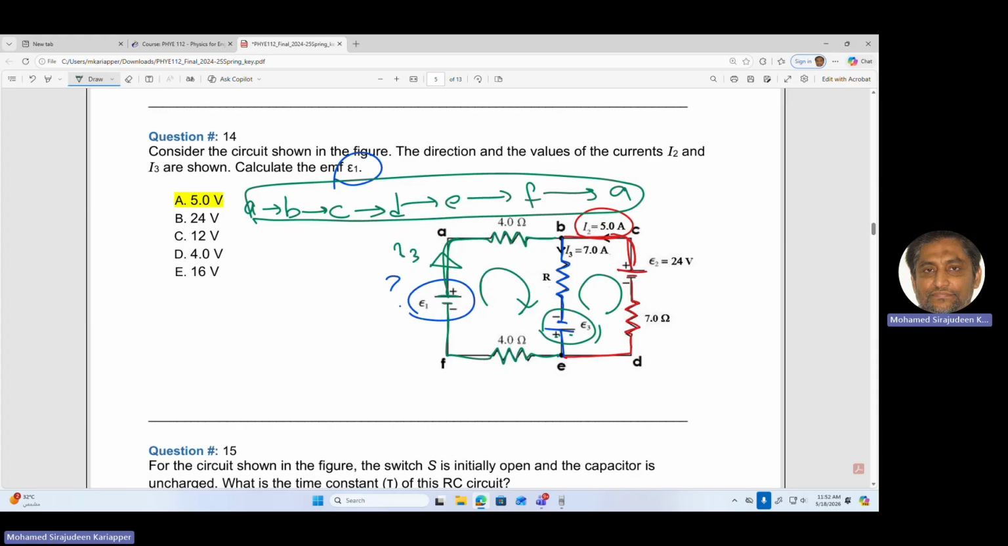I2 is given, and all this voltage is given, EMF is given, this resistance is given, this resistance is given, only unknown is E1. Okay. So we can solve it. So let's solve it.